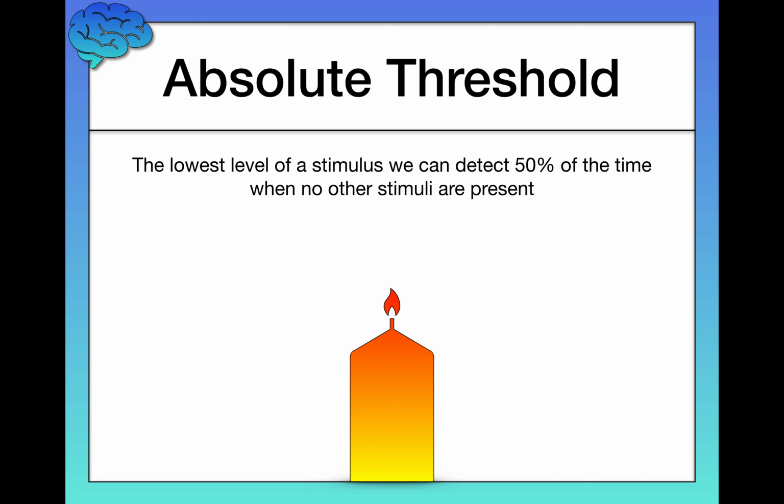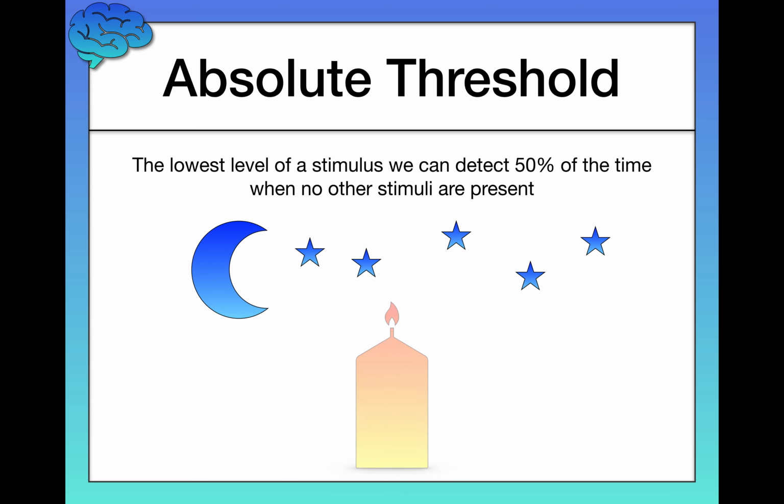The absolute threshold is simply the lowest level of a stimulus that we can detect 50% of the time when no other competing stimuli are present. So this is basically our ability to detect something at very, very low levels. And the question is, what's the lowest level of a stimulus we can reliably detect? Again, 50% of the time. Well, it's been shown that on a clear night, you can detect a single candle burning from 30 miles away. Humans can do that. Again, 50% of the time, that's the absolute threshold of light.